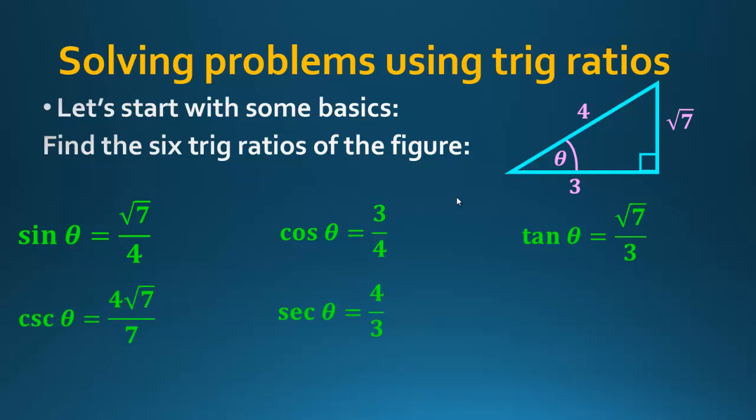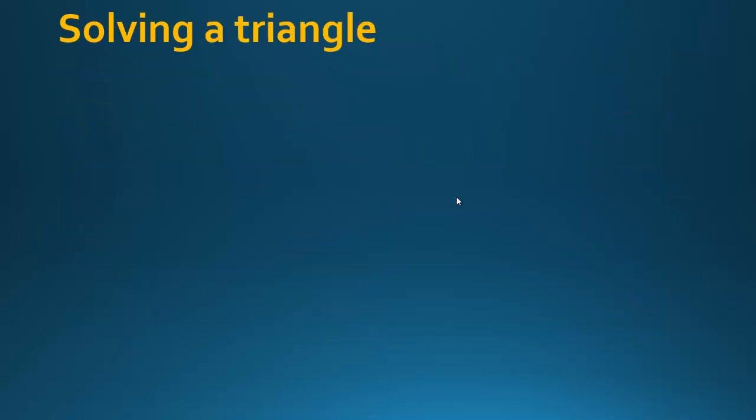And then we have our cosecant, our secant, and our cotangent. Basically just reciprocal functions, and again, you can't have radicals in the denominator, so we rationalize those. Alright, that was just a warm-up. Now we're going to get into solving a triangle.